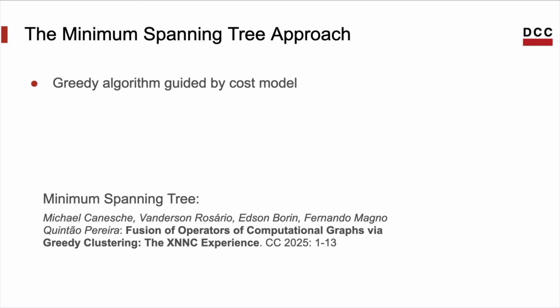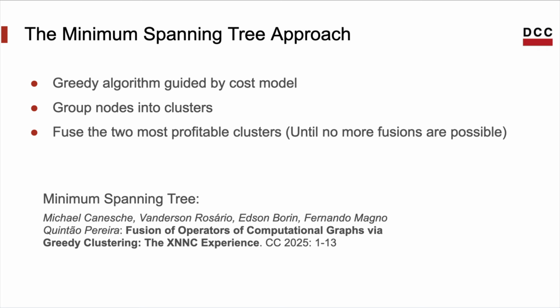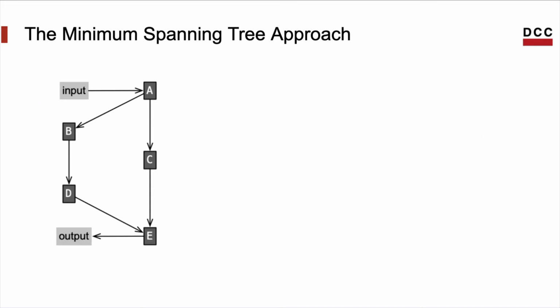It essentially is a greedy algorithm guided by a cost model. We keep grouping kernels in clusters provided that we can fuse them, and at each iteration we pick the two most profitable clusters that we can fuse and combine them into a single kernel, if that's possible. Let me illustrate the approach with this very simple example here.